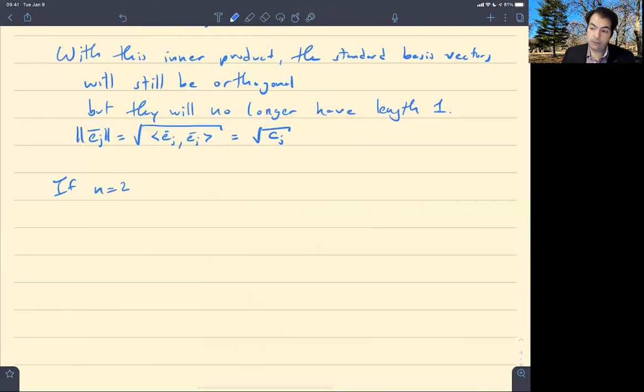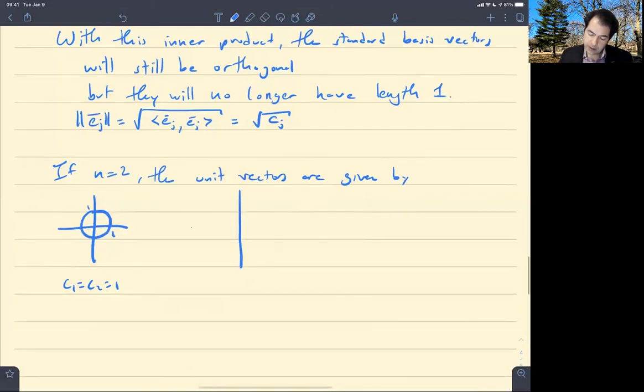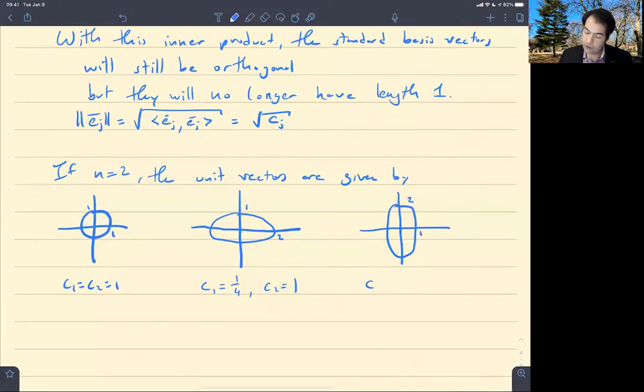If n is equal to 2, the unit vectors are given by, so let's draw some cases. So if c1 is equal to c2 is equal to 1, then we just have the usual inner product, and so the unit vector is just the ball of radius 1. So the sphere of radius 1, in this case, just the unit circle. But for example, we can easily arrange for the unit vectors to make up an ellipse. Say this one is what would happen if c1 were equal to 1/4 and c2 were equal to 1, then the unit vectors would make up that ellipse. And you could rotate that 90 degrees. And this is what the unit vectors would look like if c1 is equal to 1 and c2 is equal to 1/4.